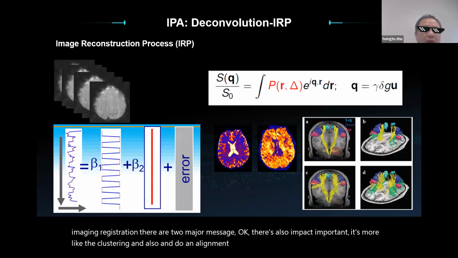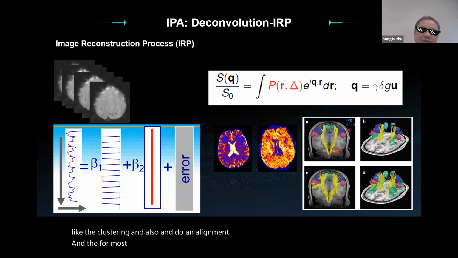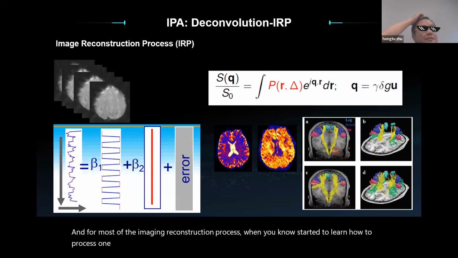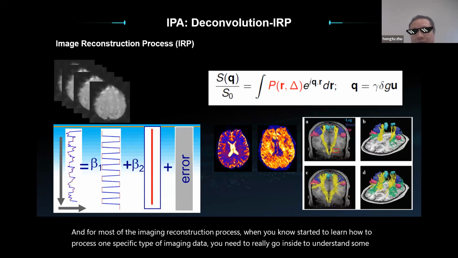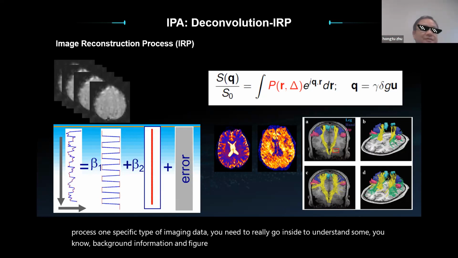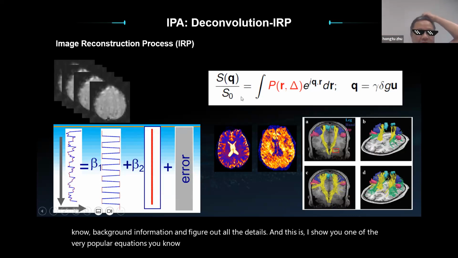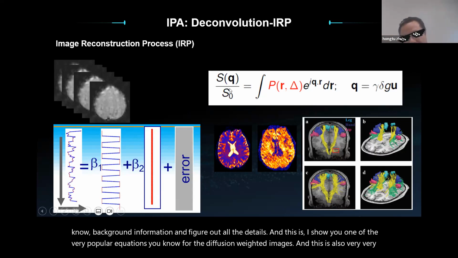And for most imaging reconstruction processes, when you start to learn how to process one specific type of imaging data, you need to really go inside to understand some background information and figure out all the details. I'll show you one of the very popular equations, for diffusion weighted images. And this is also very important.